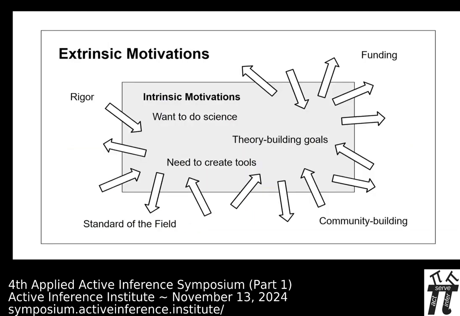If we look at this graph, we see that there are intrinsic motivations and extrinsic motivations that interact. At the middle of this, in the gray box, you have intrinsic motivations. Things like, I want to do science, I have theory-building goals, I need to create tools. These things feed into extrinsic motivations, such as funding, community building, adhering to the standards of the field, and adhering to standards of rigor. These intrinsic and extrinsic motivations interact and then contribute to how you carry out your open science and open access.